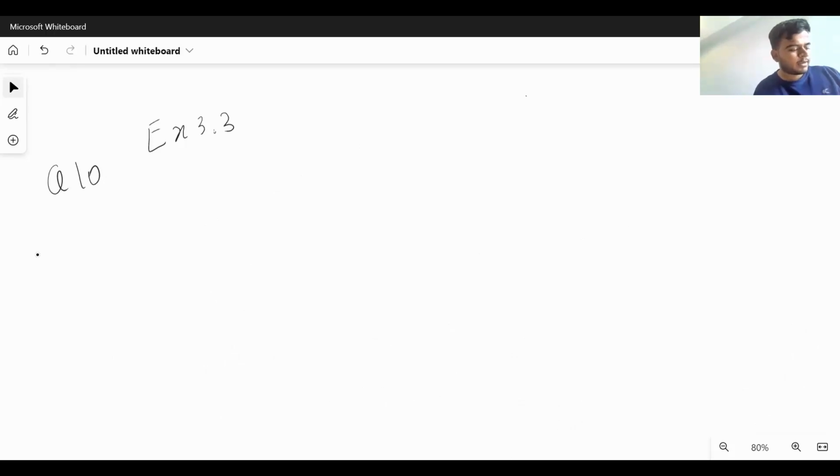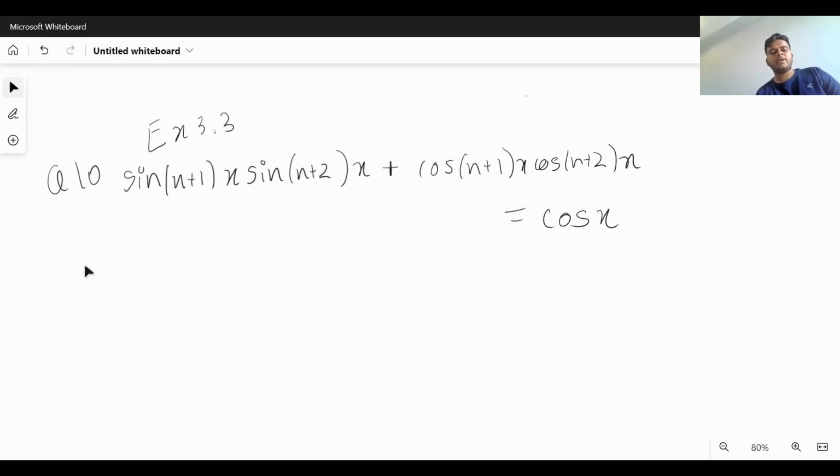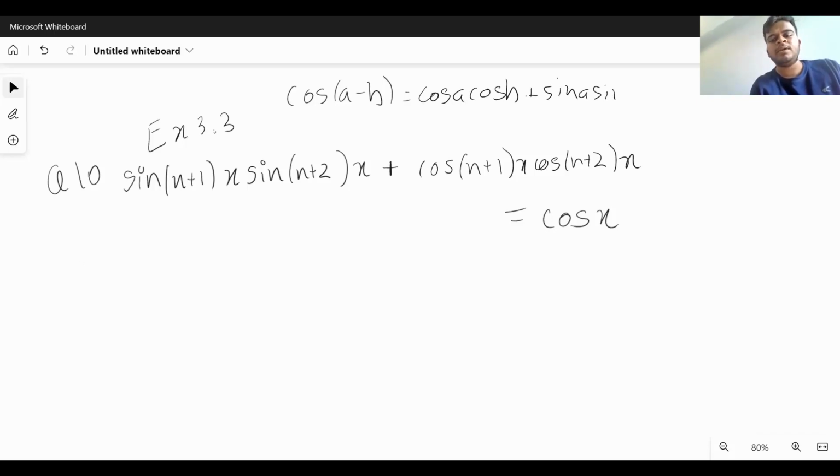Question number 10. So at a first glance, this question might seem a bit complicated, right? Because it has various terms here, right? It has n plus 1 that is multiplied by x. It is n plus 2 that is multiplied by x. But the question becomes very simple when you try and identify the pattern here. Cos term is multiplied into cos term, and that is added to two sine terms that are multiplied, right? Whenever you see questions of this accord, the identity cos A minus B equal to cos A cos B plus sine A sine B should strike, correct? Do this, apply this identity in this question, and let us see what we get.